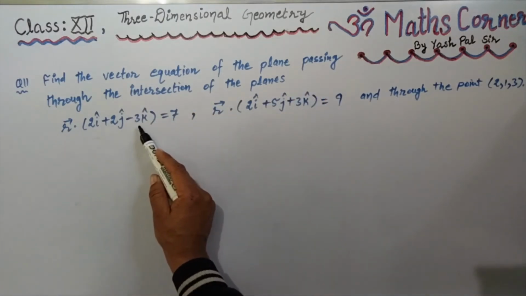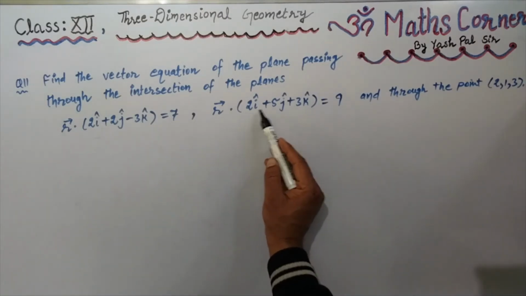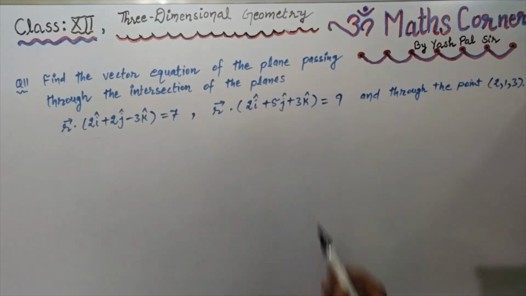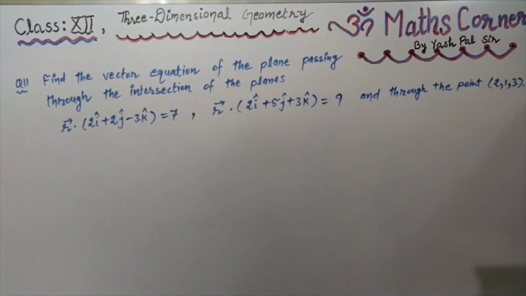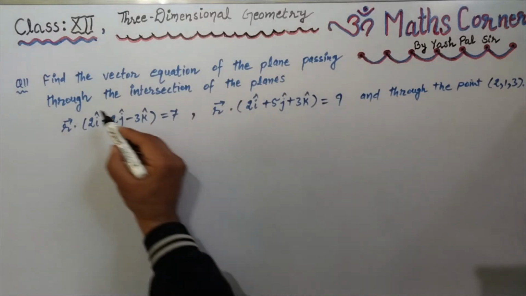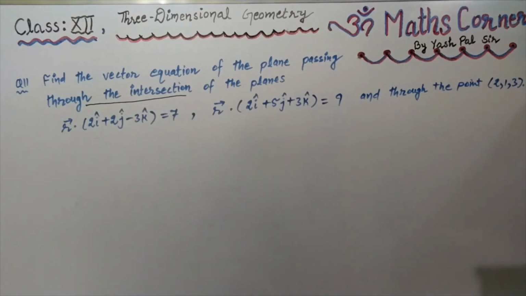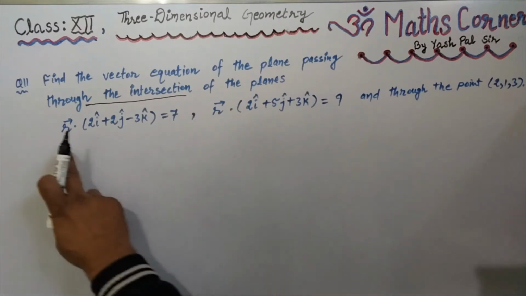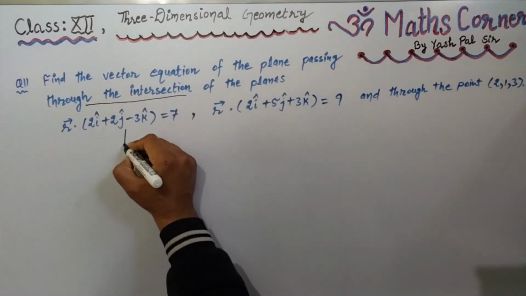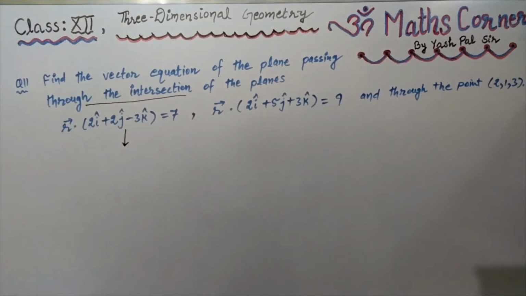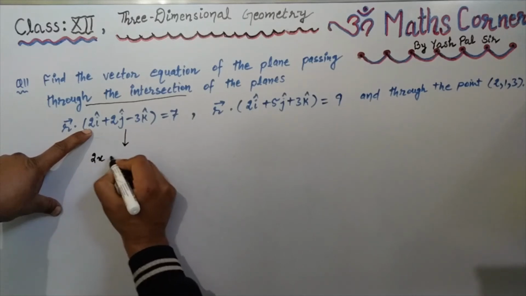Now next question, question number 11. Find the vector equation of the plane passing through the intersection of the planes r dot (2i + 2j - 3k) = 7 and r dot (2i + 5j + 3k) = 9, and through the point (2, 1, 3). So here the word passing through the intersection is very important. How to write the equation?